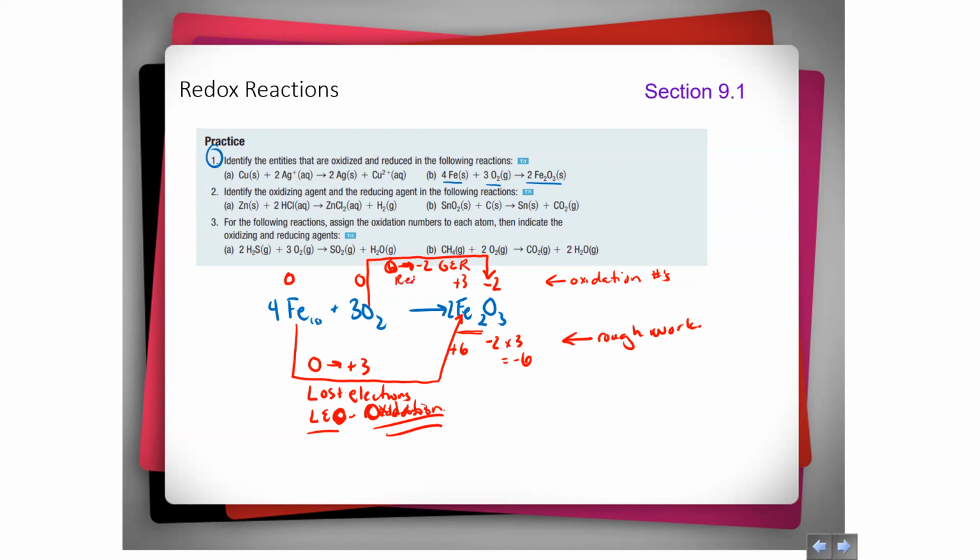So it lost electrons. Iron lost electrons. So lose electrons is an oxidation. Leo, the lion, goes first. Oxygen went from 0 to -2. It got more negative. It gained electrons. That's a reduction. Gain electrons is a reduction. So this was the reduction. And therefore, oxygen is the oxidizing agent, which makes sense because oxygen. Iron is the reducing agent because it got oxidized. So it is the reducing agent.